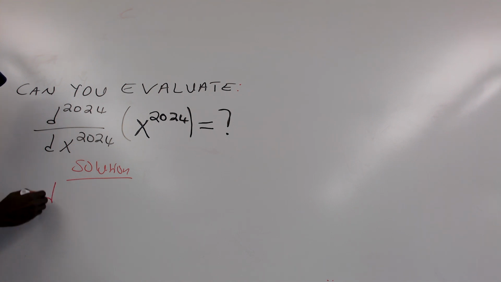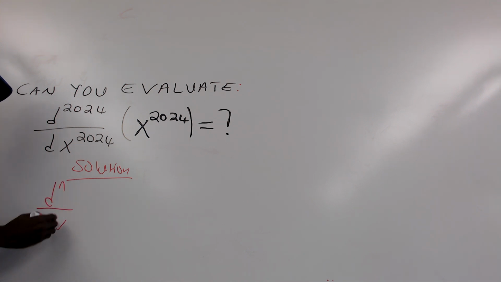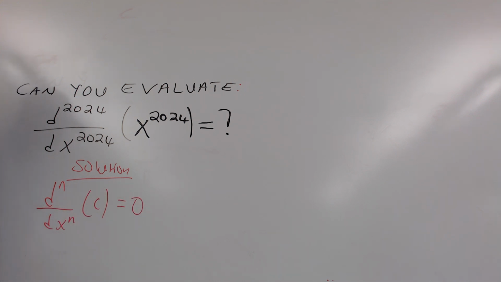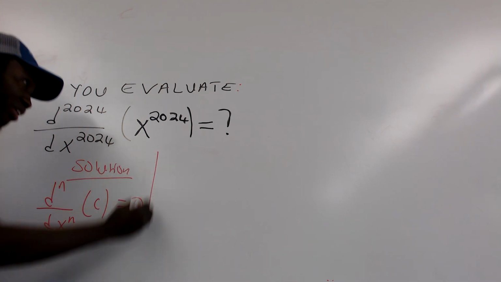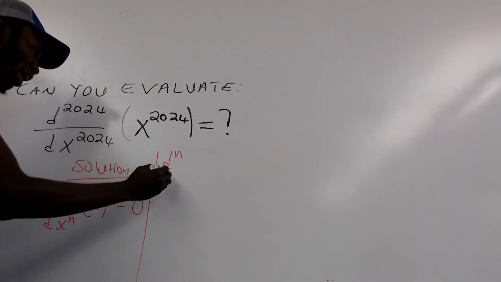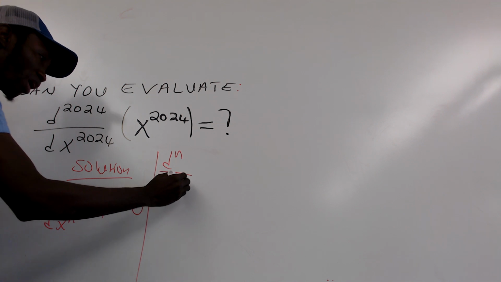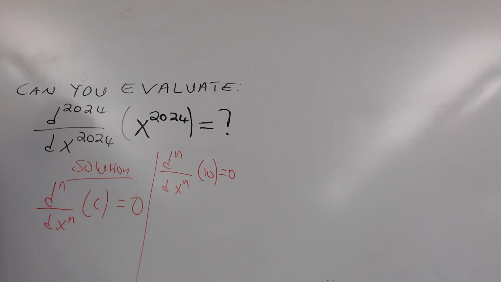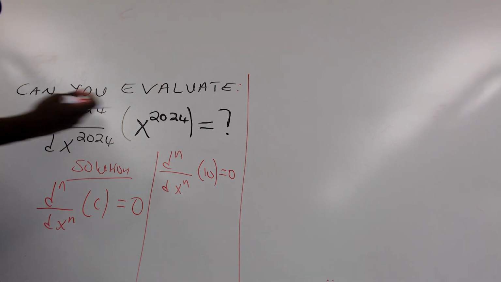Let's say, what is the derivative d^n/dx^n of c? We have to take note that the derivative of this value is 0. The derivative of a constant is always 0. This should be noted. Likewise, if we have d^n/dx^n of x^(n-1), the answer here is going to be 0.